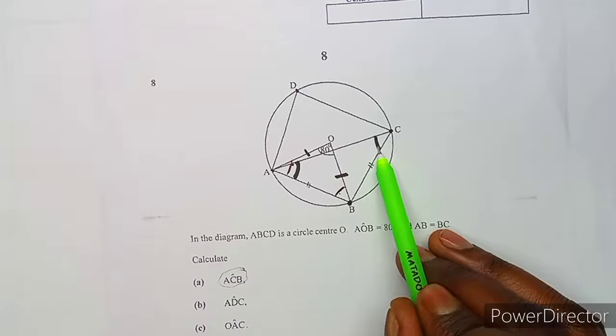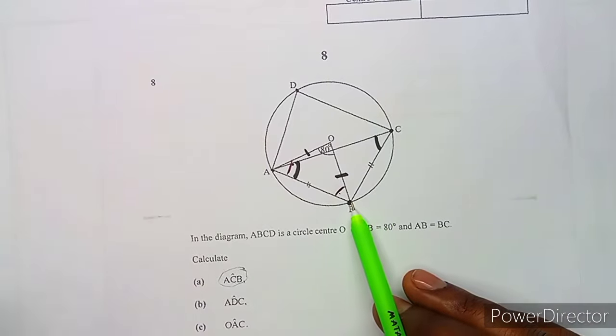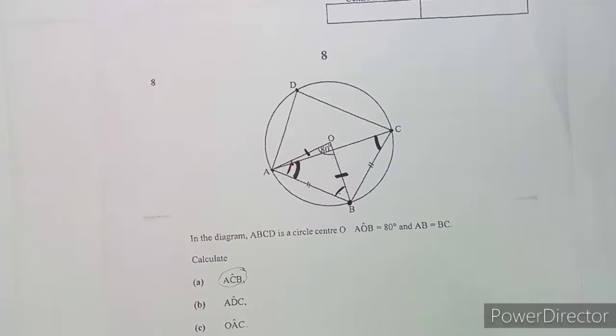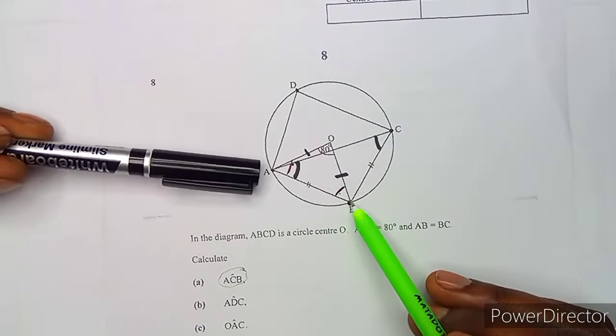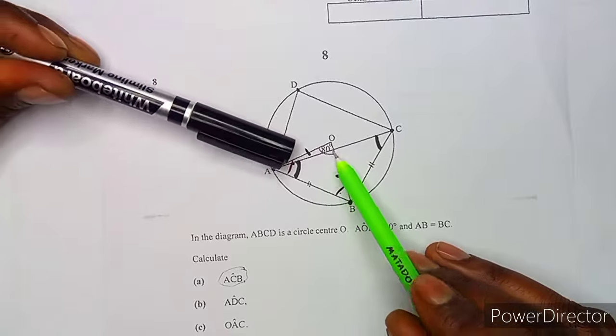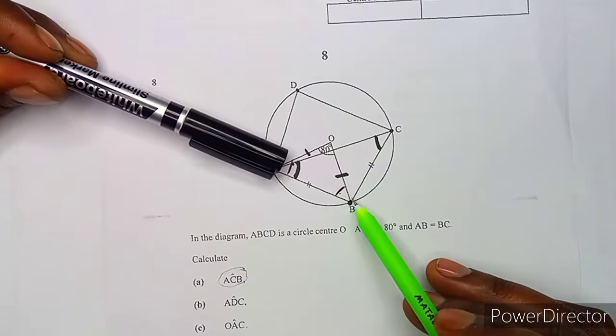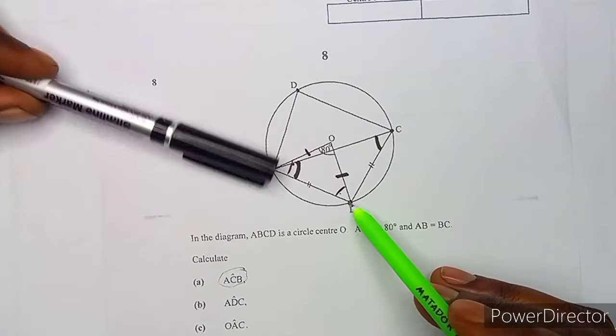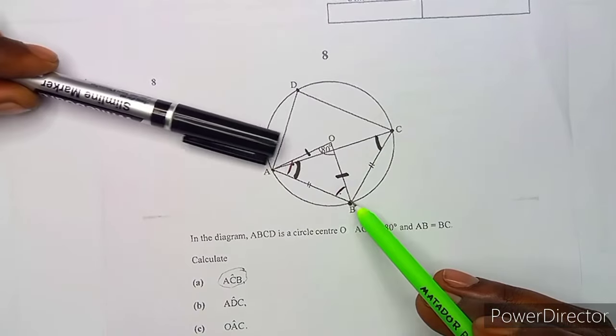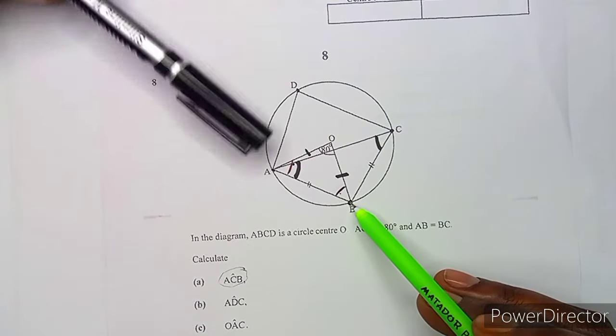So you know that this angle, guys, from this chord AB, let me show you. This AB here is producing, or is giving us, the angle at the center here at O, and we know that the angle at the center is twice the angle at the circumference. As you can see, AB is producing an angle here.